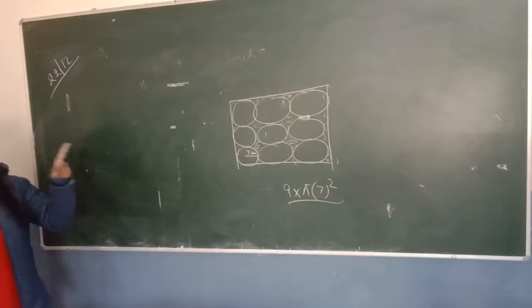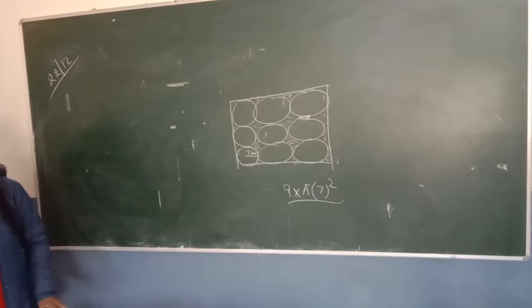But what is the area of the square? We don't know the side of the square. How can we find the side of the square? This is the question. How can you find the side of the square? Carefully look at the figure. You will find the answer. Carefully solve the figure.